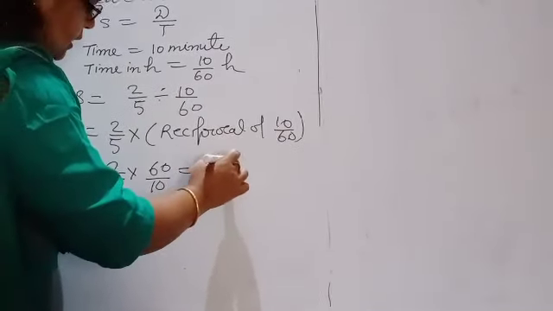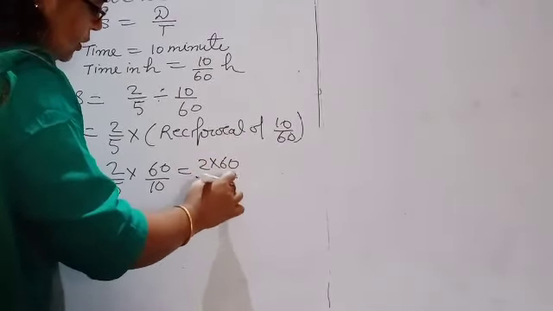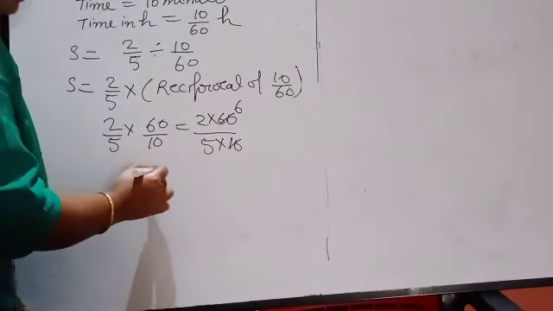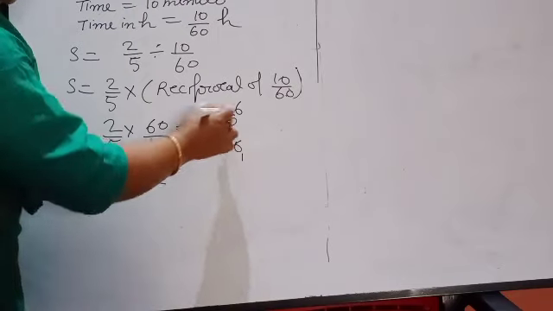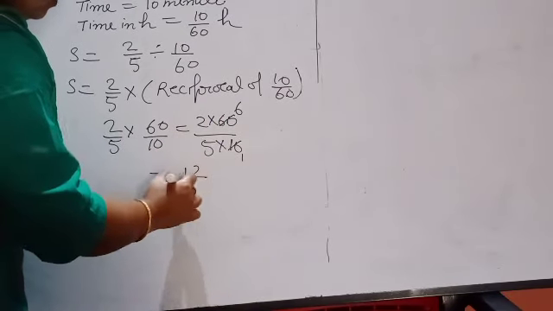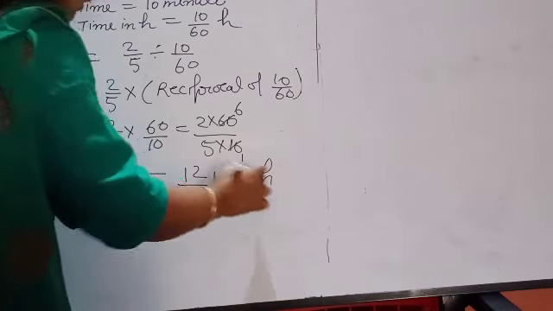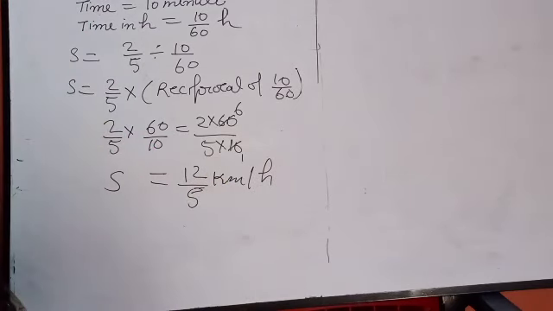So what will it be? 2 into 60 upon 5 into 10. So 10 sixes are 60. How much will it be? And 10 ones are 10. 6 twos are 12 upon 5 times 1 is 5 kilometer per hour. This will be the speed. So in this way, this question up to 18 has also been completed.